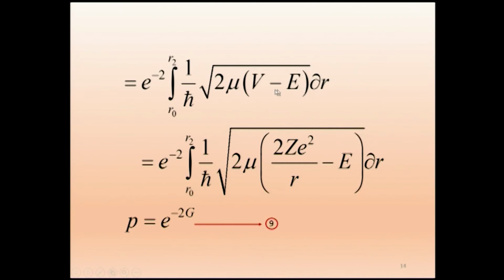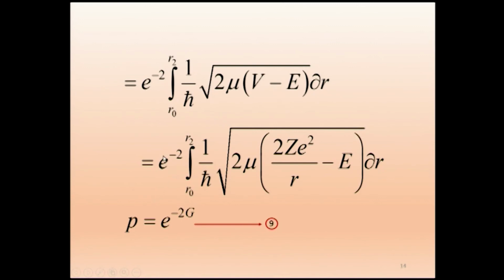So this is the momentum. We know the momentum of the alpha particle can be expressed in terms of energy, 2 mu V minus E. That you would have already studied, so we need not elaborate on that one. Momentum is this part.